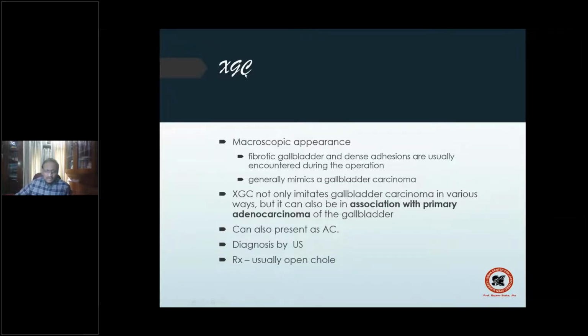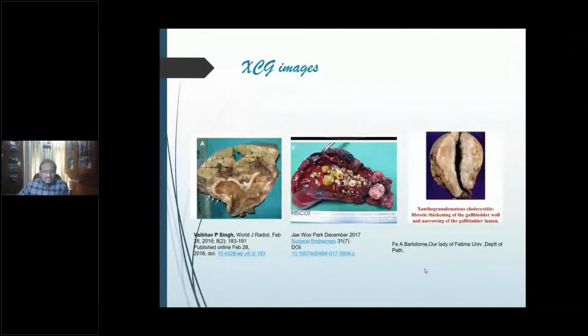The diagnosis of xanthogranulomatous cholecystitis is primarily helped by ultrasound, but the diagnosis finally is made on histopathological examination, and the treatment is usually an open cholecystectomy. Why? It may be so huge that you will not be able to tackle it by a laparoscopic approach. So you see some of the images. Here it is acute cholecystitis, see the huge gallbladder, and here it becomes fibrotic thickening over a period of time. So you have both the acute form and the chronic form.